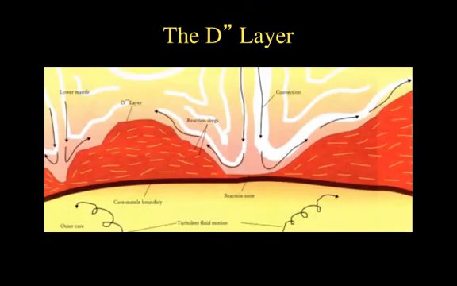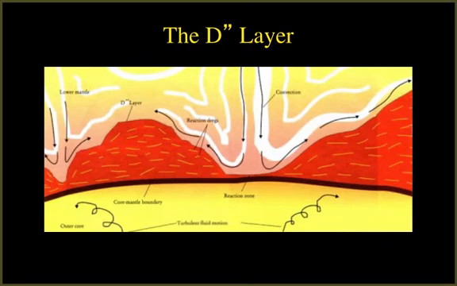A closer look at the D double prime layer shows that we have turbulent motion in the liquid outer core, and that there are convection cells that are coming down, so the colder mantle is denser and convecting downward. The mantle is getting heated up along the core mantle boundary and then rising up to form the source of those hotspot volcanoes and flood basalts.